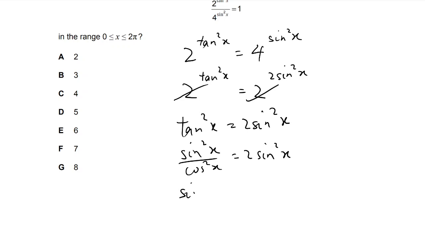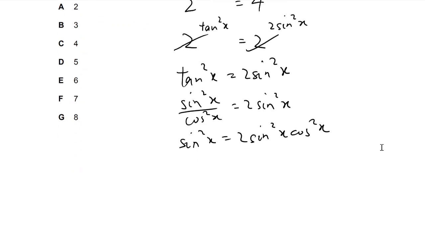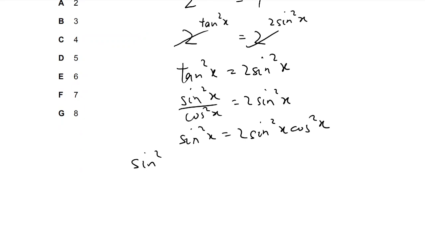Okay, and then you have sine squared x equals 2 sine squared x cos squared x. And now factorize. The key thing to these problems is to factorize. That guarantees that you won't lose solutions. So sine squared x times (1 minus 2 cos squared x) equals 0. That makes sure that you don't lose any solutions.